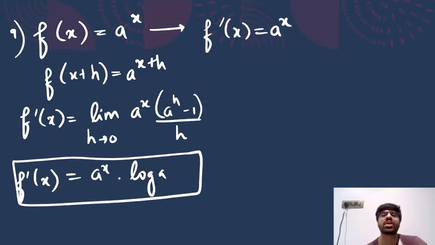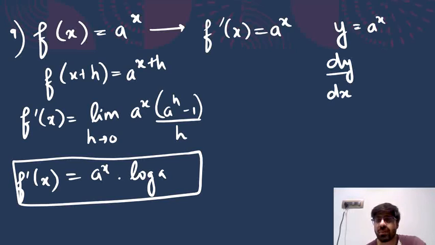So if f of x is equal to a power x, you can simply say that f dash x is going to be a power x times log a, or if you say that y is equal to a power x, then dy by dx will be equal to a power x times log a.